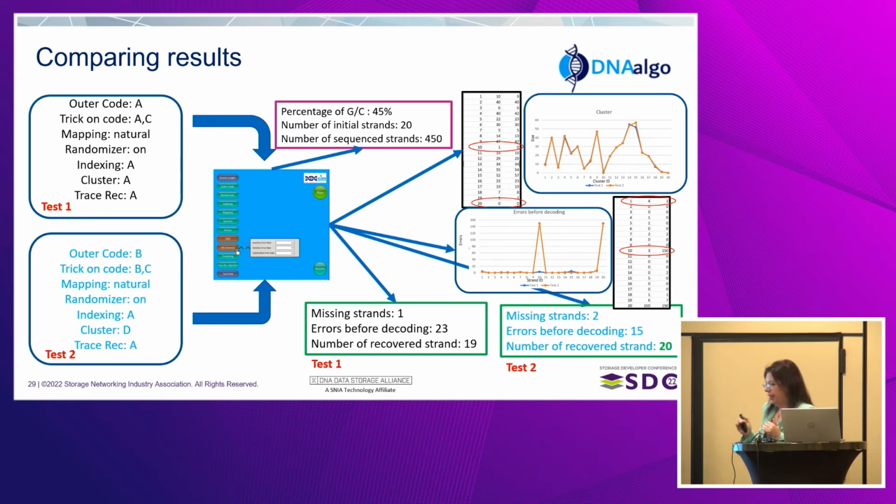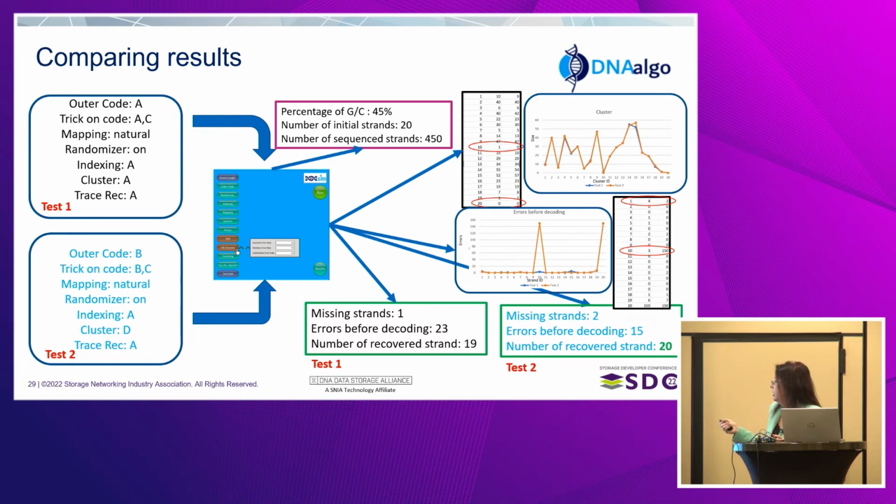Then we have the errors just before entering the decoding of the error correction code. These spikes are due to where we had an erasure, so a strand that is completely lost. And that's the reason why we just have one spike, which is behind here because it's in blue for test number 1, and two spikes for test number 2.